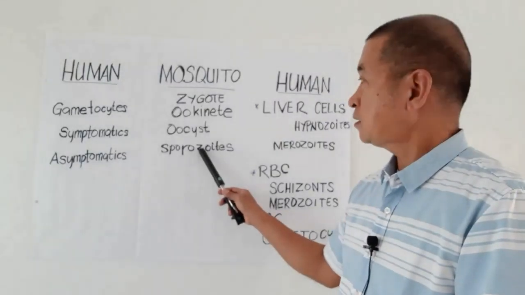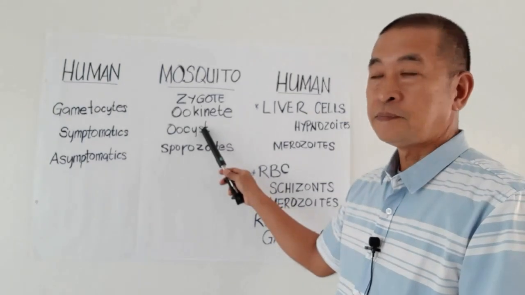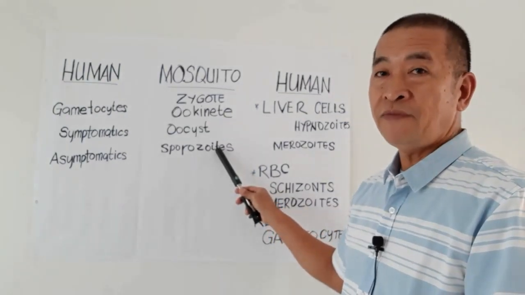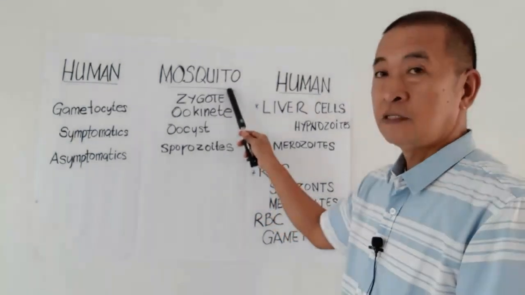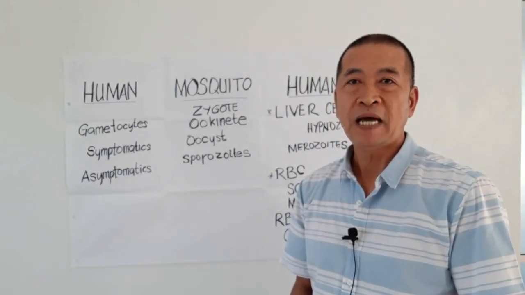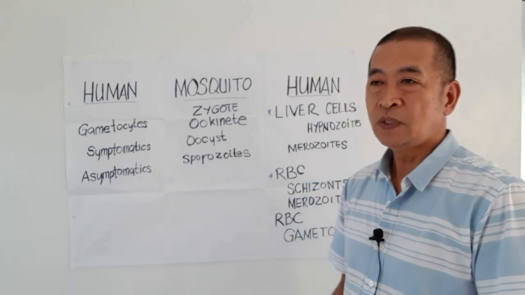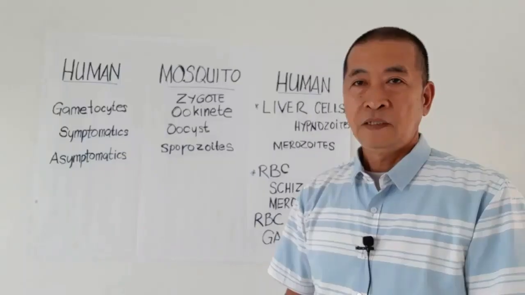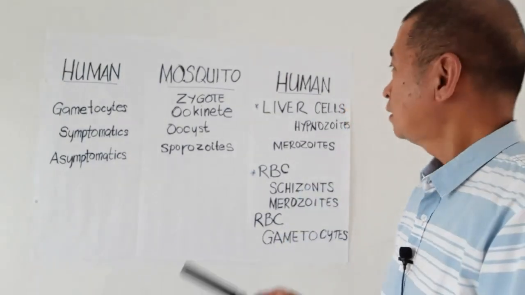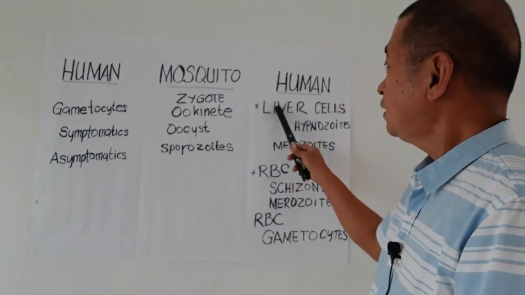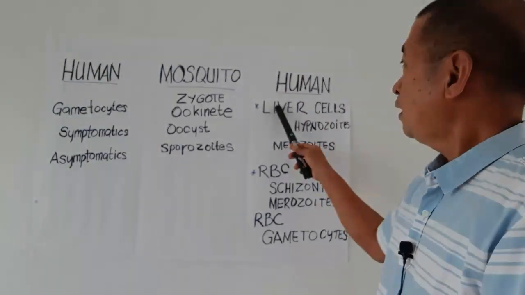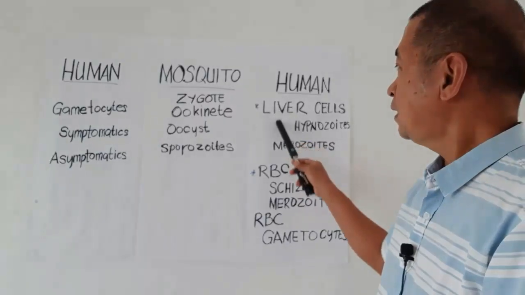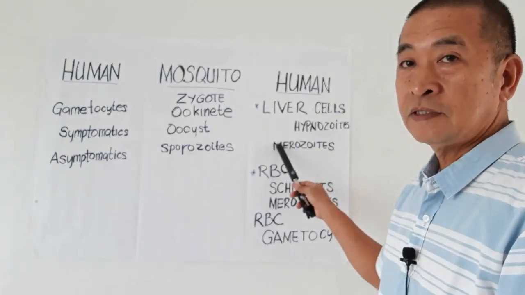Sporozoites are released from the oocyst, and these sporozoites migrate into the salivary gland of the mosquito. When the mosquito takes another blood meal, it will release sporozoites into the bloodstream. Sporozoites enter the liver cells, and they will stay in the liver cell, develop, and release merozoites.